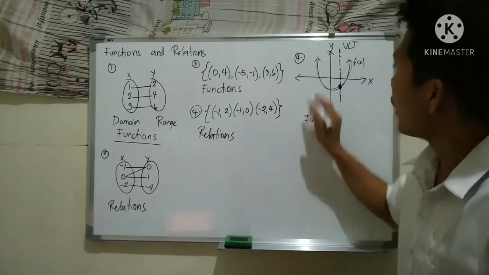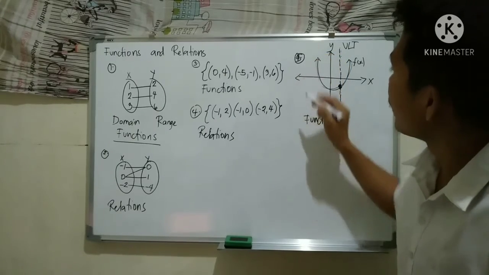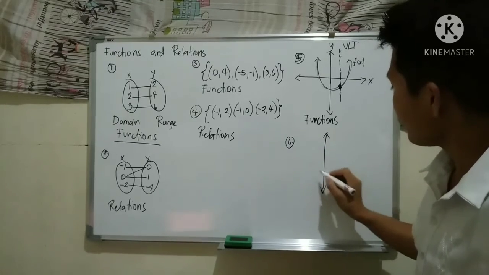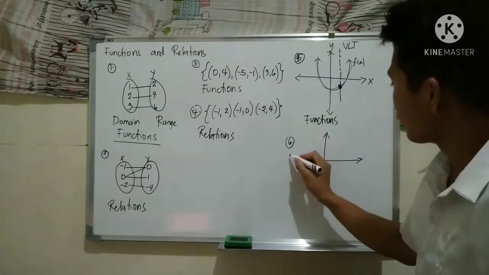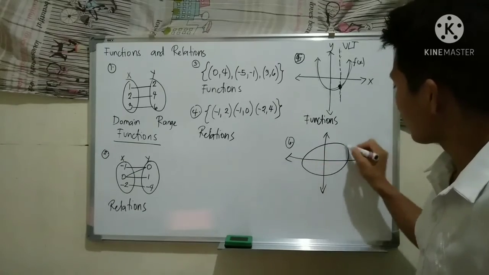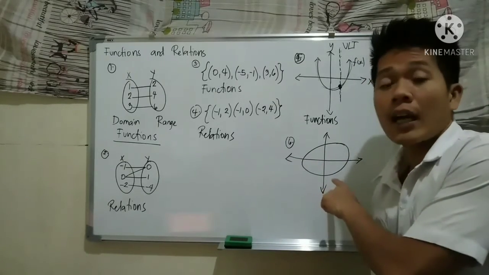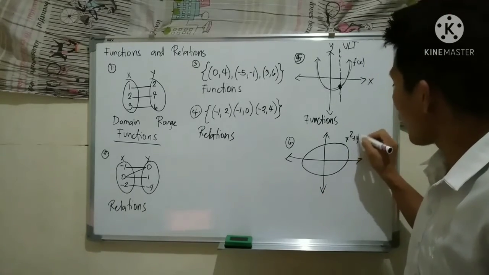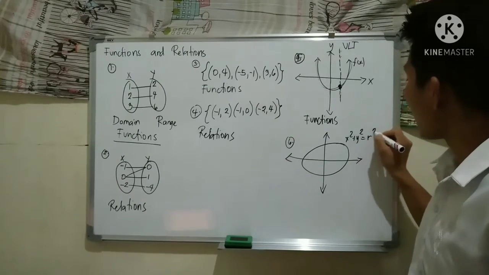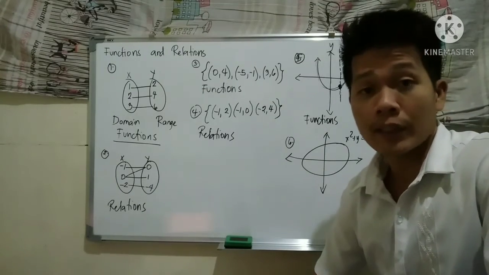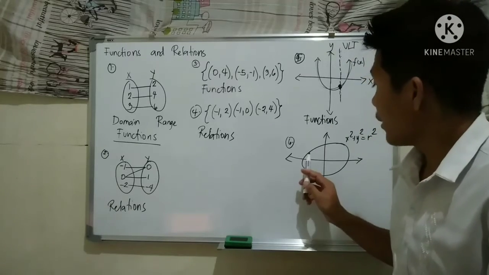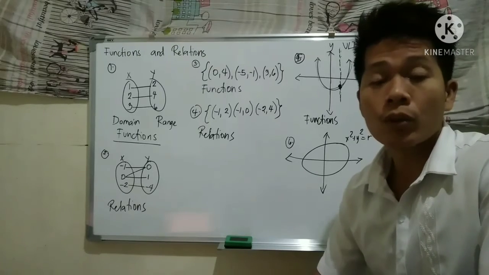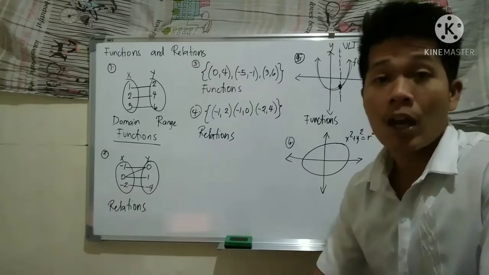How about this, number 5. Okay, example number 6. How about this one? Okay, this is the graph of a circle. We write x squared plus y squared equals r squared. So that is the equation of the circle. Now, let's determine if the graph of the circle represents a function or not. So, what we have to do is draw a vertical line test.